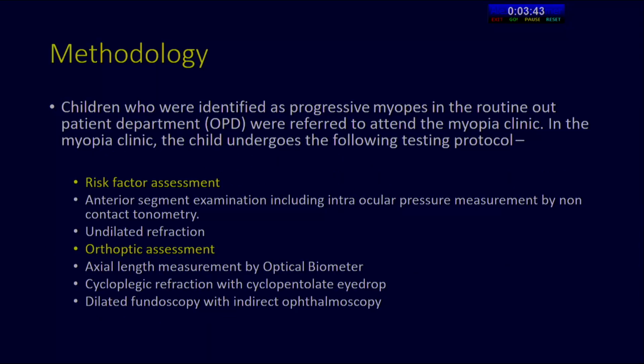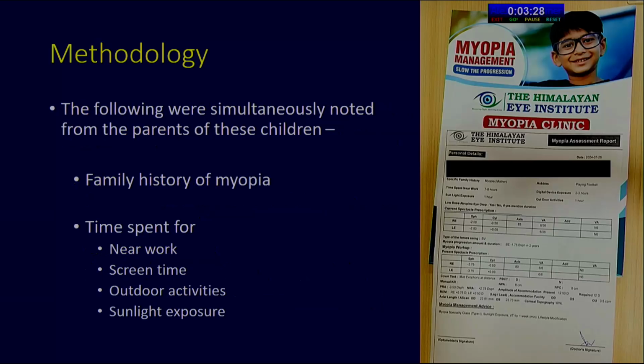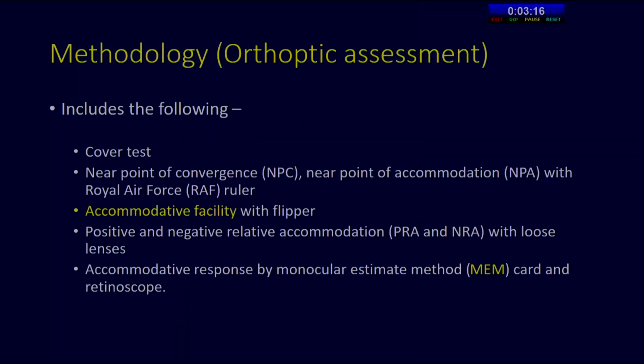Now, whatever is already done in our myopia clinic, the anterior segment examination, axial length measurement, cycloplegic refraction, dilated fundoscopy, along with this, we added two more factors. We did the risk factor assessment in the beginning, and we did an orthoptic assessment. So this was our questionnaire. This is the report which was made, and we saw the family history was there or not, or the time spent for near work, screen time, outdoor activities, and sunlight exposure.